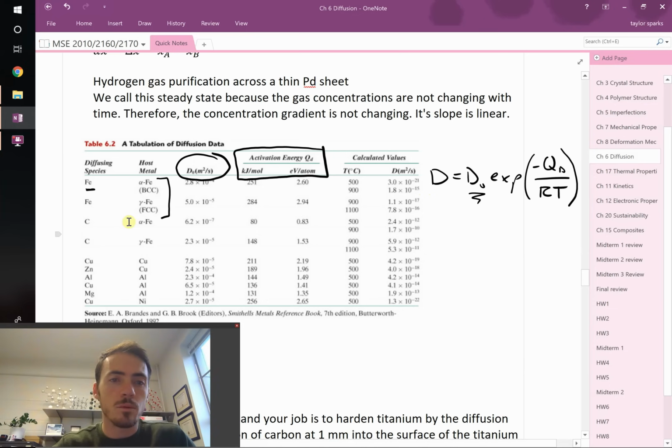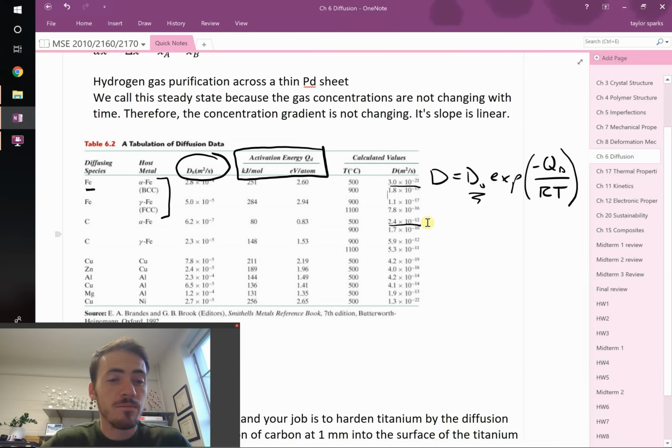Then take this one. Carbon diffusing in alpha iron: 10 to the minus 12 at 500 C. Compare that to this one, iron diffusing in iron. That was 10 to the minus 21. That's 9 orders of magnitude. That means that carbon at 500 degrees Celsius diffuses 1,000,000,000 times faster than iron. So carbon's way, way faster than iron.